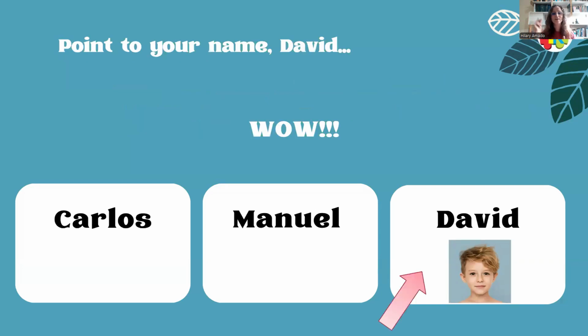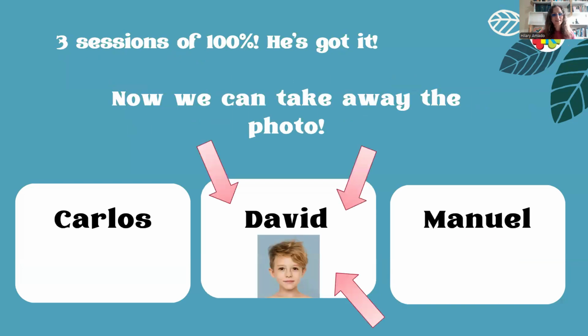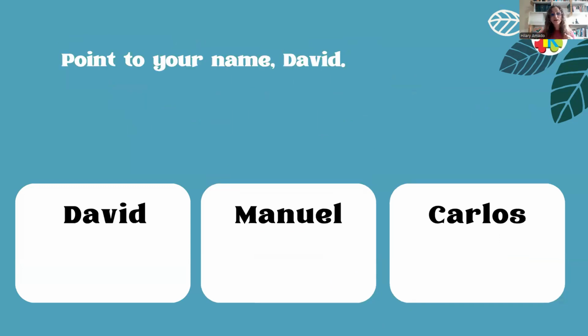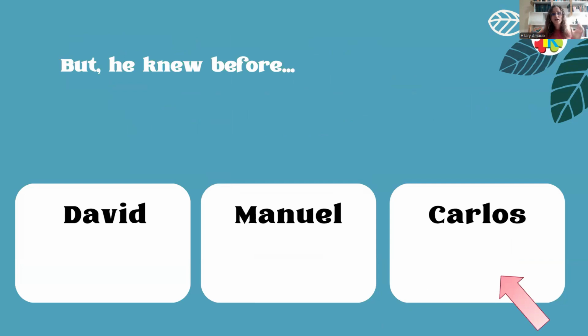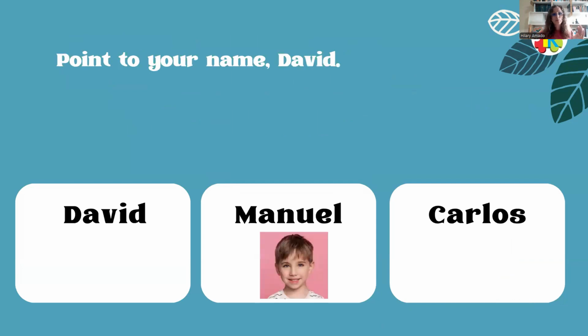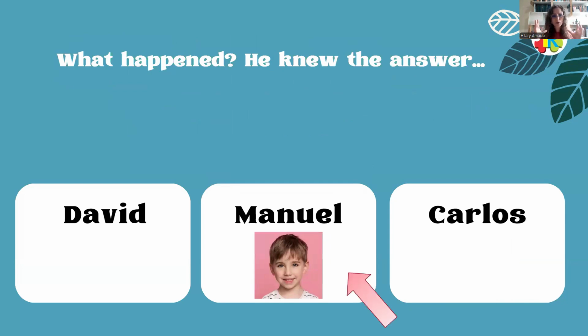Point to your name, David. Wow. 3 sessions of 100%. He's got it. Let's just take away this photo now. Point to your name, David. Oh, he knew it before. Point to your name, David. Oh, what happened? I know that he knew the answer.